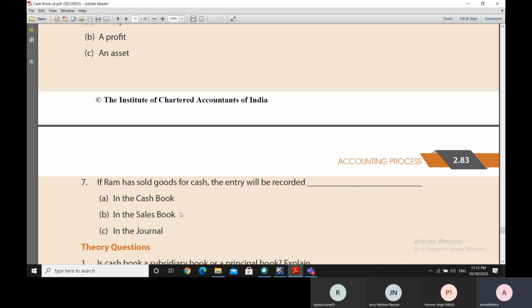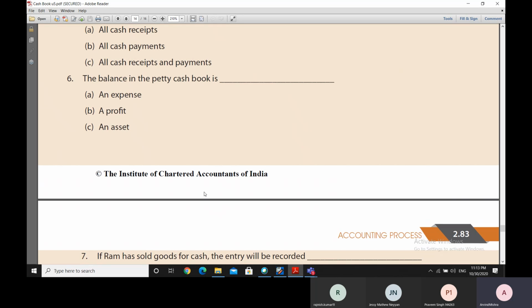In the sales book, it will not be recorded, because in the sales book, when a credit sale is made, then the entry is recorded. And whenever a cash sale is made, then the entry will normally be made in the cash book and not even in the journal, because the cash book is a specialized book where entries are made for cash sales. So that would be the right answer. That is, A would be the right answer in this case.